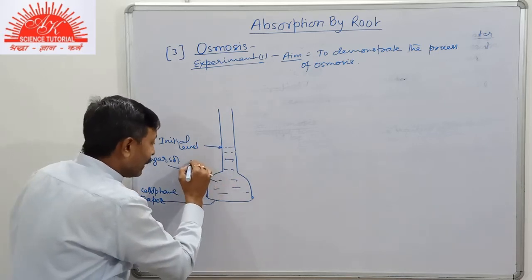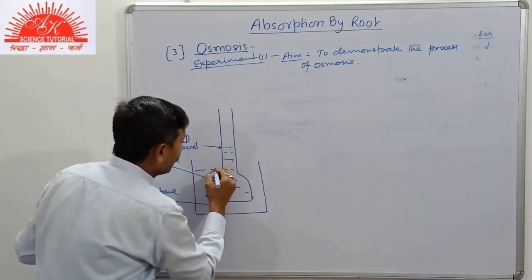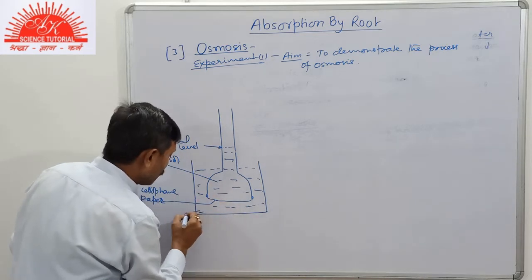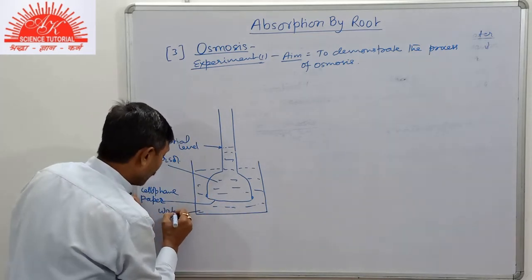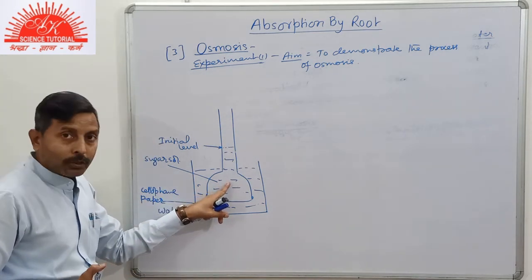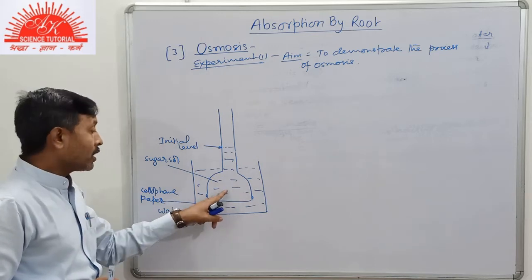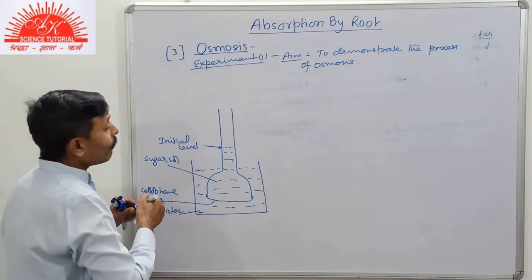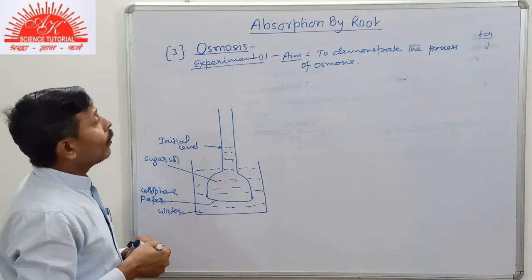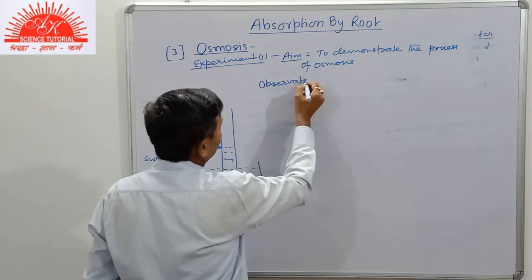Then this funnel is immersed by inverting in a beaker or a trough containing pure water. Now suppose here is pure water. So now you can see there are two solutions: the sugar solution inside the funnel, and outside it, in the beaker, there is water. So there is a difference in concentration of solute. Then after that we will have to observe it. What will you observe? So you will have to write here the observation.